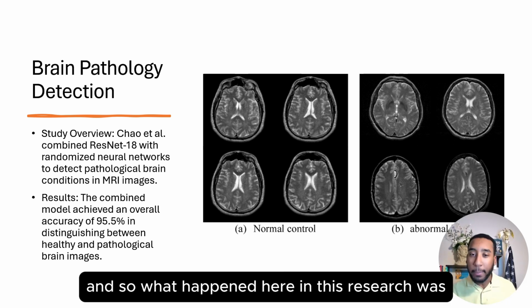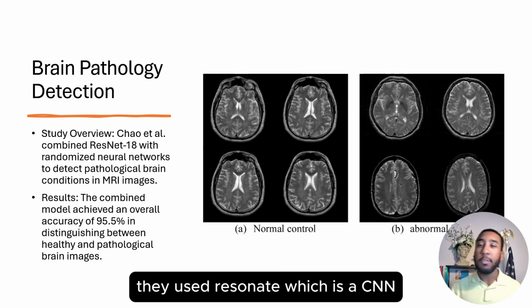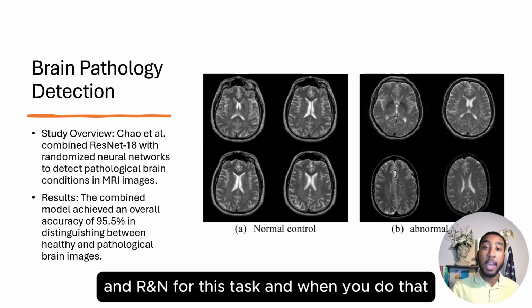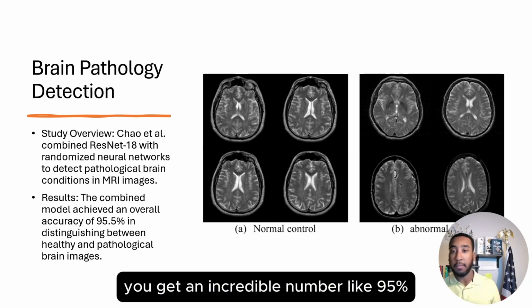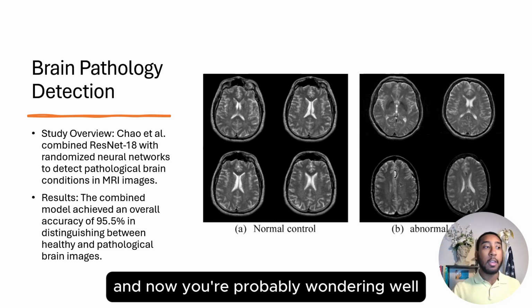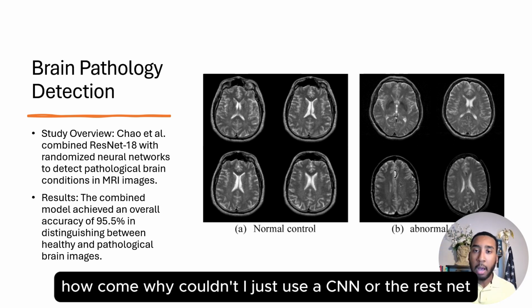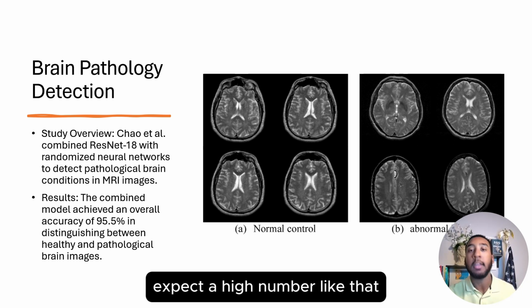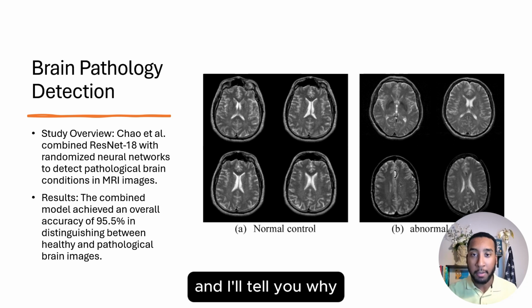And so what happened here in this research was they used ResNet, which is a CNN, and they combined it with a randomized neural network, an RNN, for this task. And when you do that, you get an incredible number like 95%. And now you're probably wondering, well, how come? Why couldn't I just use a CNN or the ResNet, for example, and expect a high number like that? And I'll tell you why.